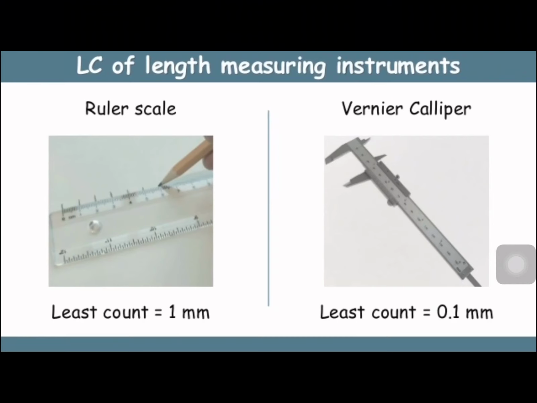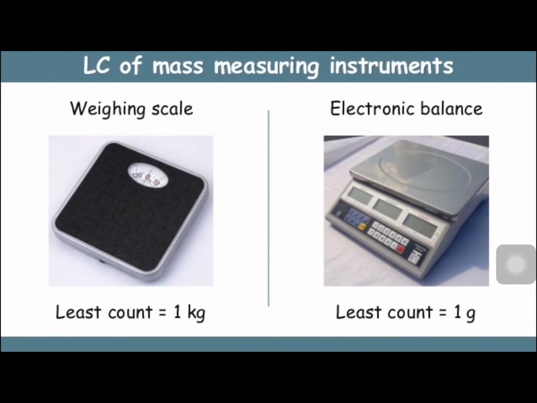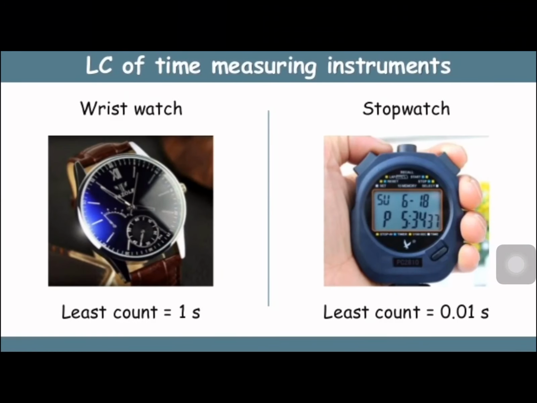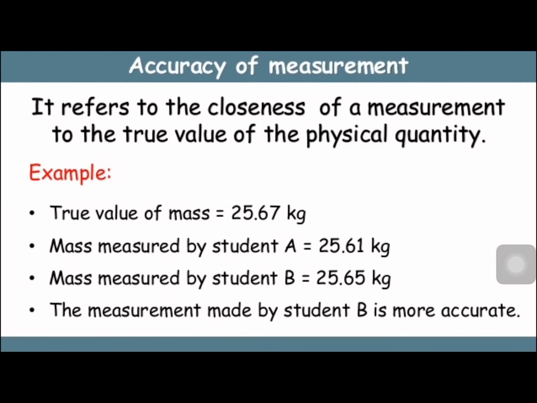For a ruler scale, the least count is 1 millimeter. Vernier caliper, 0.1 millimeter, you know that. In the same way, screw gauge 0.01 millimeter, speedometer 0.001 millimeter. LC of a weighing scale is 1 kg, electronic balance 1 gram. For a wristwatch, it is 1 second, stopwatch 0.01 second. This is the way we can discuss it.